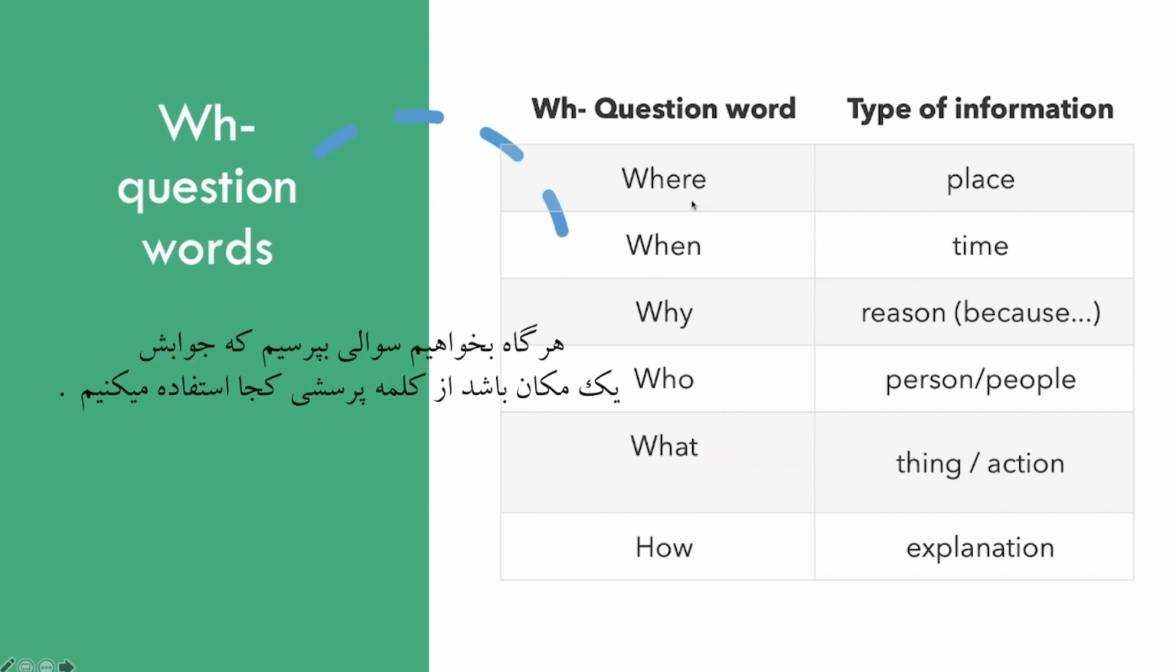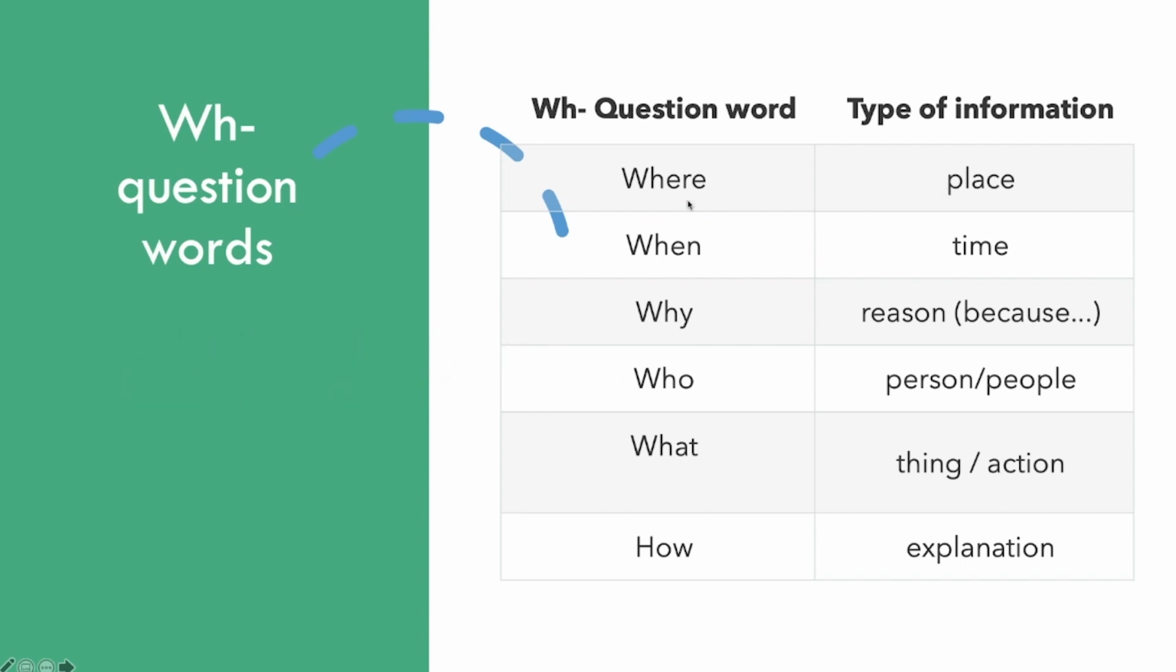If we want to ask a question and the answer is a place, we use where. For example, where did you go yesterday? The answer, I went to the park. So, to the park is a place. So, for the question, we use where.